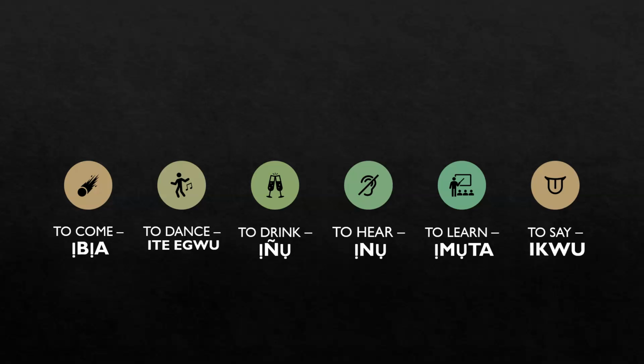So the first set of verbs is the verb to come. To come. Ibia. The second one is to dance. To dance. Itegu. To drink.